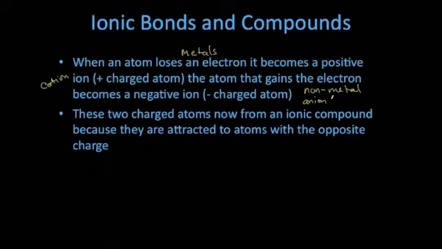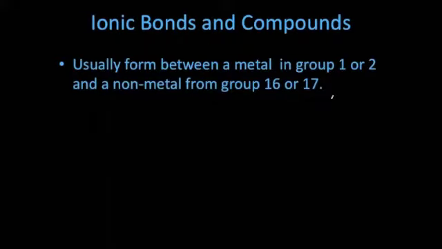These two charged atoms form an ionic compound because they're attracted to each other, because they have opposite charges. So the metal gives up the electron and becomes positive. The atom that takes the electron becomes negative. They have opposite charges, and opposite charges attract. They usually form between a metal in group 1 or 2 and a nonmetal from group 16 or 17.